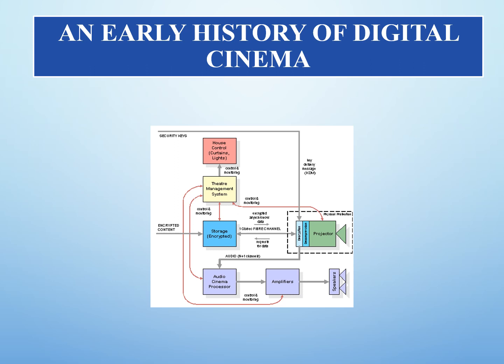Now let's see a history of digital cinema. There are security keys, there are encrypted keys. Ultimately what's happening is data is coming in some sort of encrypted version. It is being decrypted and shown in a projector in some theaters.